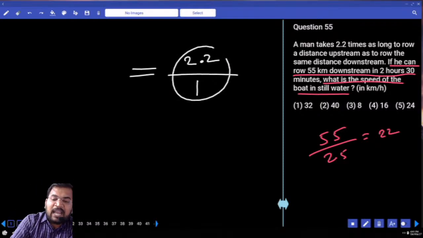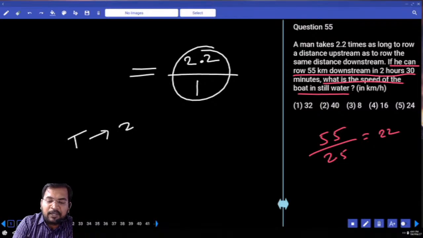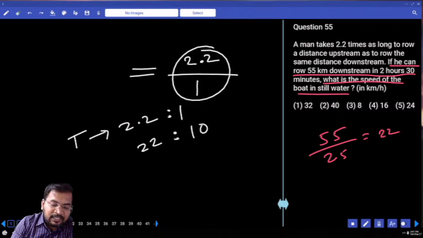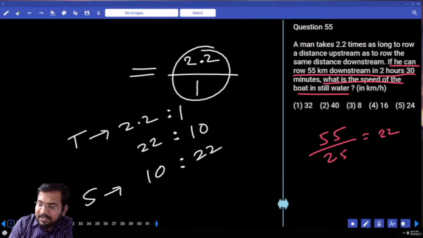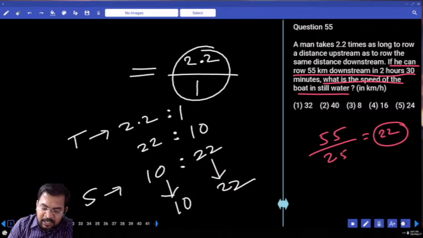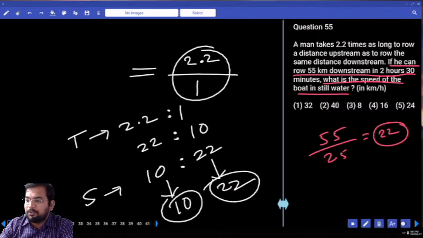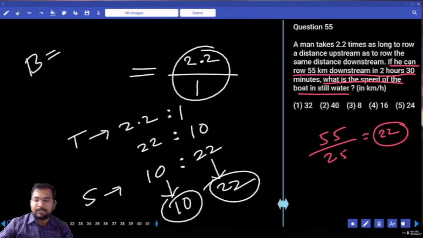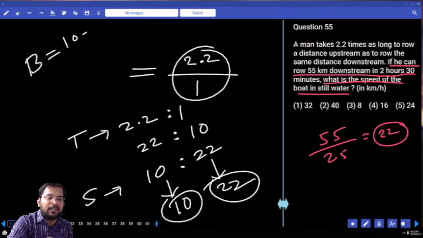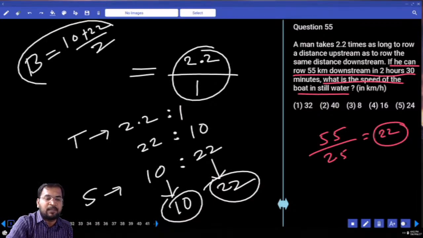This is the ratio of times. Times ratio is 2.2:1, which you can simply write as 22:10. Times ratio is 22:10. Speeds ratio is 10:22. Therefore 22 is 22 only, and 10 parts is 10 only. Upstream speed is 10, downstream is 22. They are asking the speed of the boat in still water, which is B. B is downstream plus upstream by 2. 22 plus 10 is 32, 32/2. Therefore the speed of the boat in still water is 16.